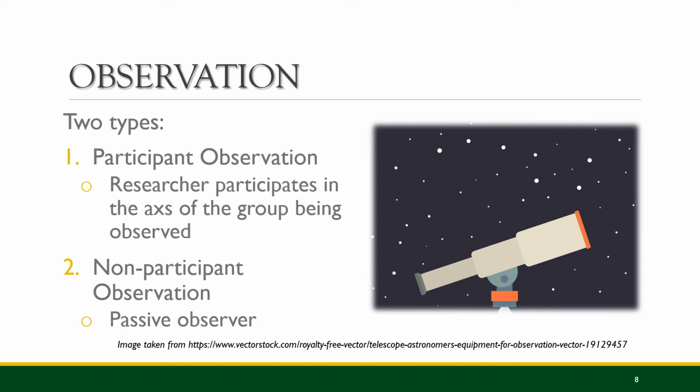So there are two types of observation. We have participant observation and non-participant observation. So when we say participant observation, the researcher participates in the activities of the group being observed. So for example, there is a group activity, you're part of the group activity or the group dynamics, and you're also observing while participating in the activity. Whereas number two, non-participant observation, you're just a passive observer. You watch from the sides.